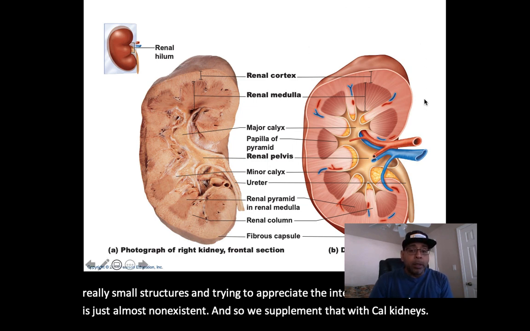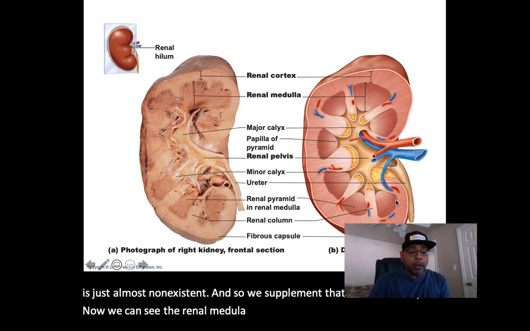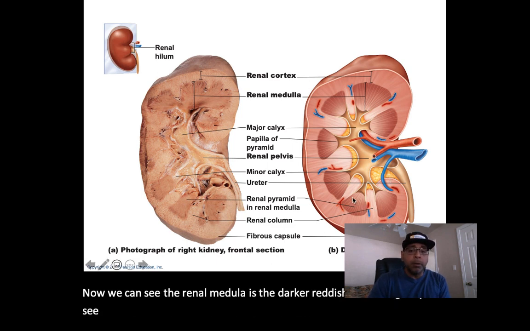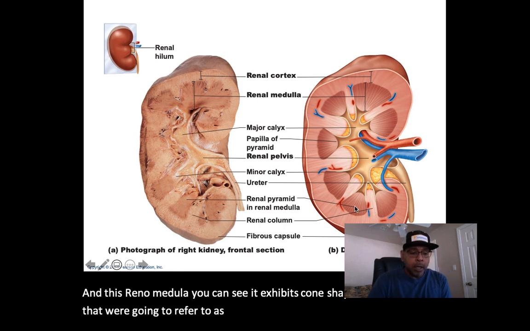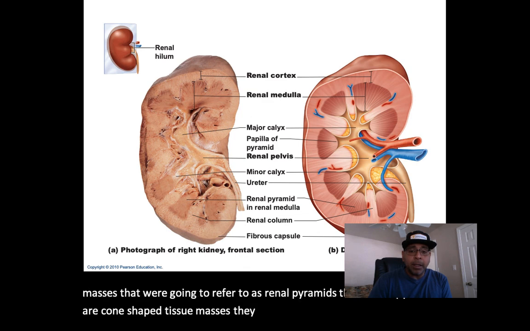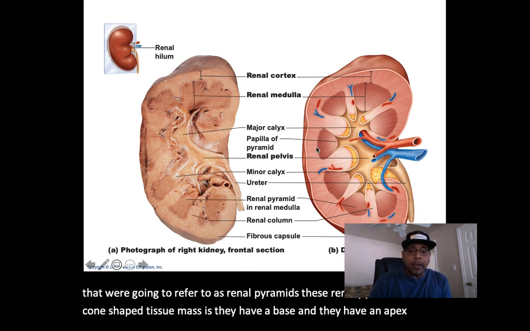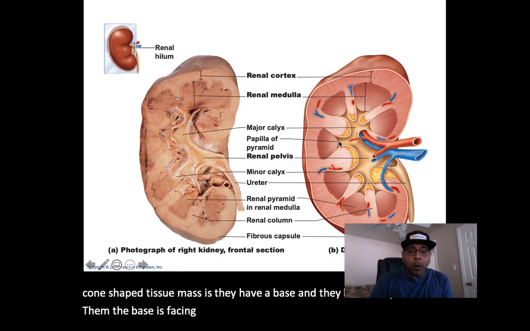Now we can see the renal medulla. The renal medulla is the darker reddish brown region you see just deep to the cortex. And this renal medulla exhibits cone-shaped tissue masses that we refer to as renal pyramids. These renal pyramids have a base and an apex to them. The base is facing the cortex. The apex, or the papilla, you can see, is facing then that pelvis.